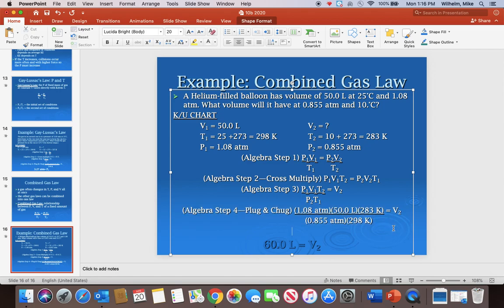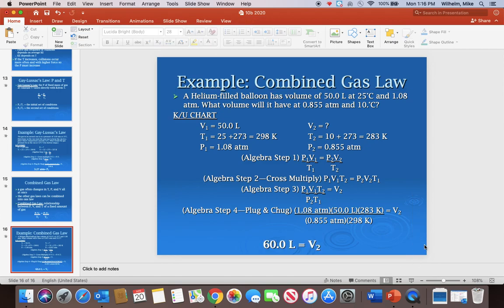So you need to be really tedious when you do this with your calculator. 1.08 times 50 times 283 divided by 0.855 divided by 298 equals V2. And when I do that, I get a final answer of 60.0 liters of helium.